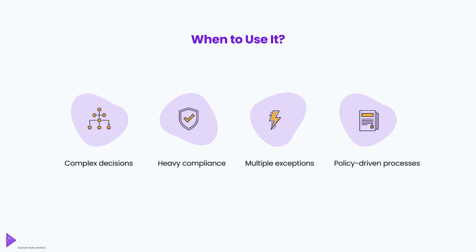When should you use it? Use this technique when decisions are complex, where multiple conditions determine the outcome. It's critical in heavily regulated environments where compliance must be ensured. It's essential in processes with many exceptions because exceptions often hide the most important rules. And in policy-driven processes, it ensures the rules are properly applied every time. Whenever ambiguity or hidden assumptions can impact outcomes, business rules analysis is invaluable.